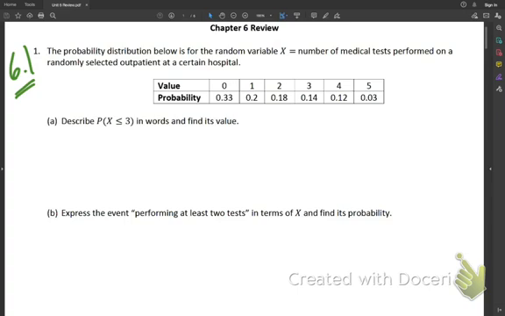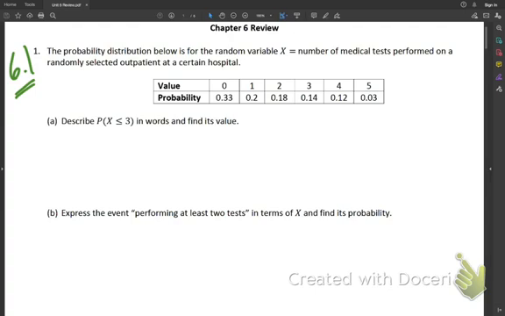The probability distribution for a random variable x, the number of medical tests performed on a randomly selected outpatient at a certain hospital, is given here. And so we can see that we have either 0 tests, that's a 33% chance, 1 test, that's a 20% chance, 2 tests, that's 18%, and so on. So we need to describe the probability that x is less than or equal to 3 in words.